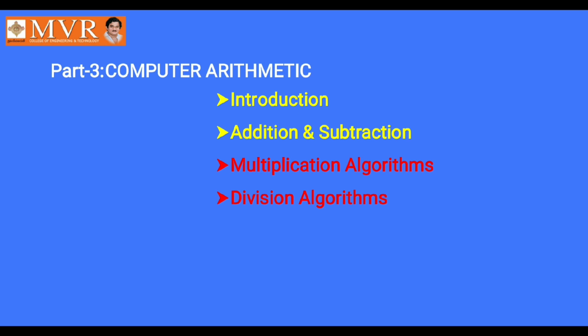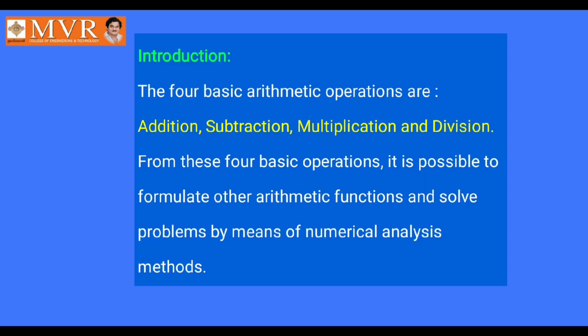This part 3, computer arithmetic, has 4 topics. The first one is obviously the introduction topic. The second one is addition and subtraction. Third and fourth are multiplication and division. How these operations are performed in a general computer, we are going to discuss in the form of a flow chart, and also its hardware implementation.